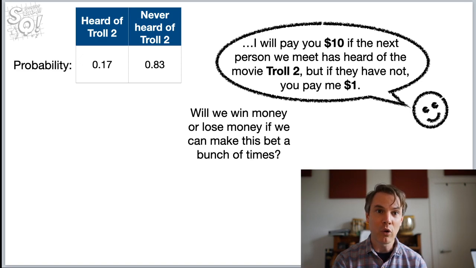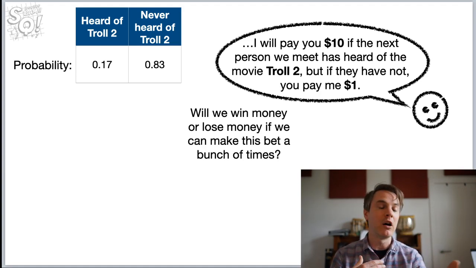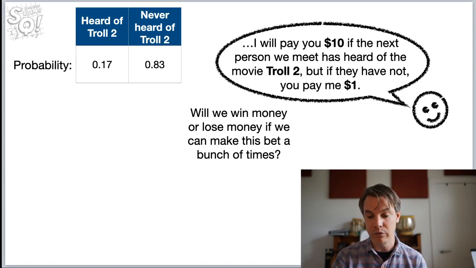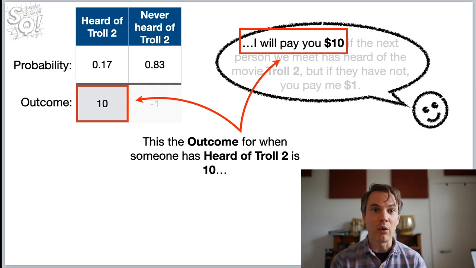Will we win money or lose money if we can make this bet a bunch of times? So what's going to happen on average? Say we could make this bet 100 times or 1,000 times. Overall, are we going to win money or are we going to lose money? So we're going to calculate the expected value to find out. Okay, this is the outcome for when someone has heard of Troll 2, so that's 10.